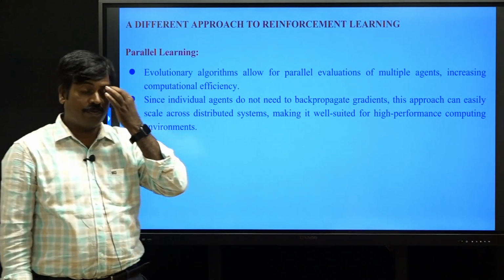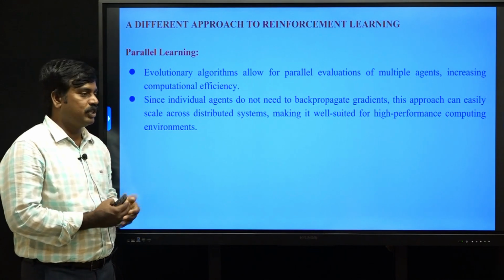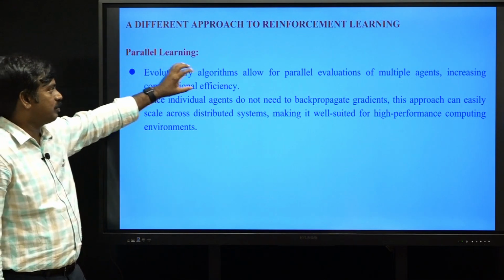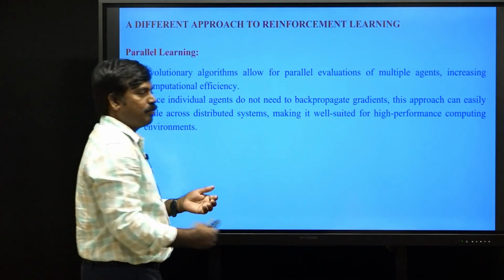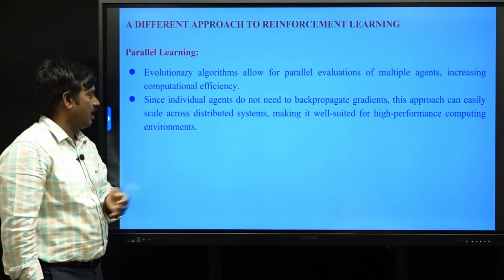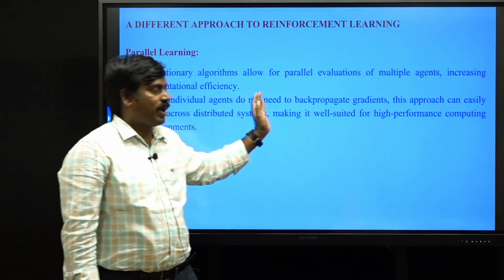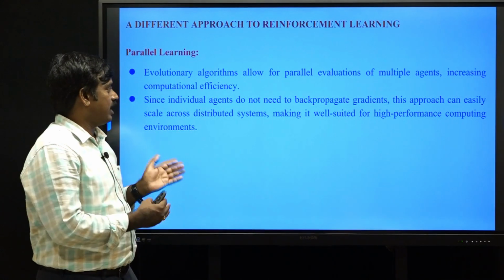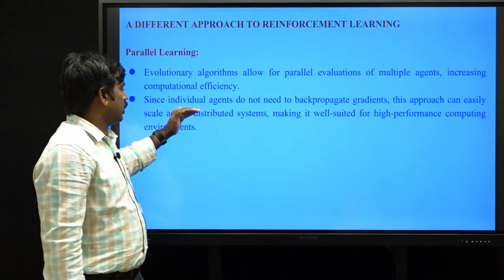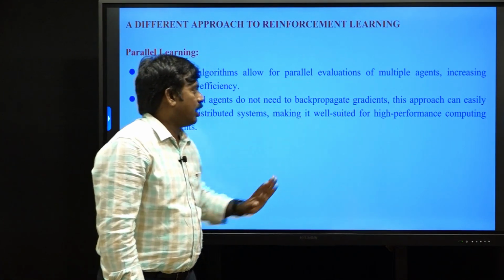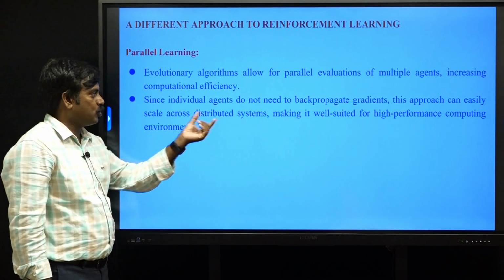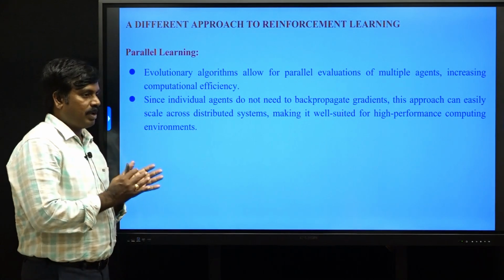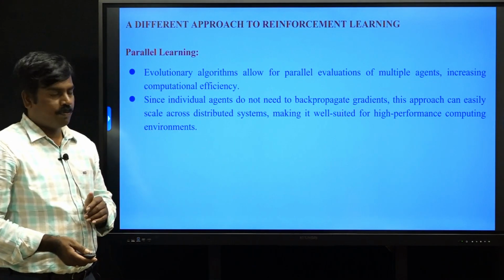The advantage of evolutionary algorithms is that we execute the agents in parallel, a parallel learning process. Evolutionary algorithms allow for parallel evolution of multiple agents, increasing computational efficiency. Individual agents don't need to backpropagate gradients, so they do not interact with others and are executed independently. This approach is easy to scale across distributed systems, making it well suited for high performance computing environments. So evolutionary algorithms allow parallel learning.